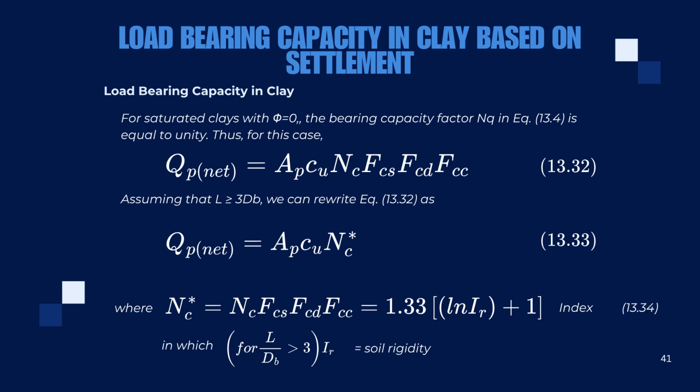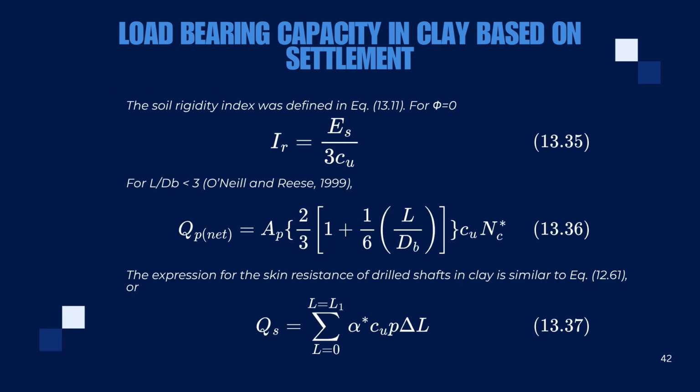Equation 13.32 may be rewritten into a simplified form. This results in QP net is equal to AP times Cu times NC, where NC is a modified bearing capacity factor that depends on the soil rigidity index. Here, the soil rigidity index was defined in equation 13.11, and the value of NC is controlled by the soil rigidity index represented as IR.